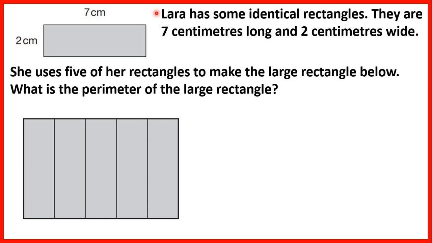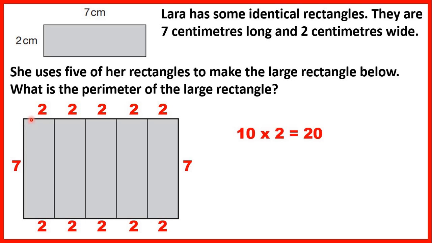Lara has some identical rectangles. They are 7 centimetres long and 2 centimetres wide. She uses 5 of her rectangles to make the large rectangle below. What is the perimeter of the large rectangle? So we can write what we know onto our diagram. We know that the shorter sides are 2 centimetres and the longer sides are 7. And we also can remember that the perimeter is the distance around the outside of the shape.